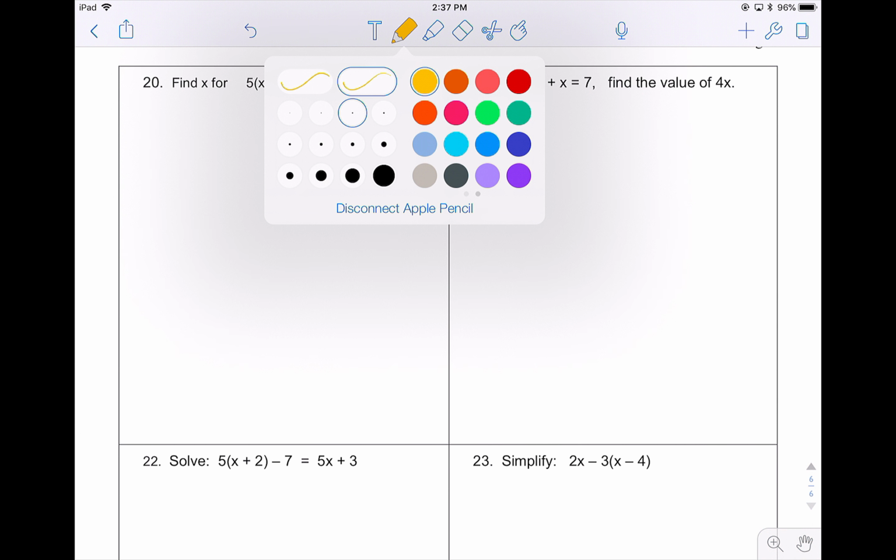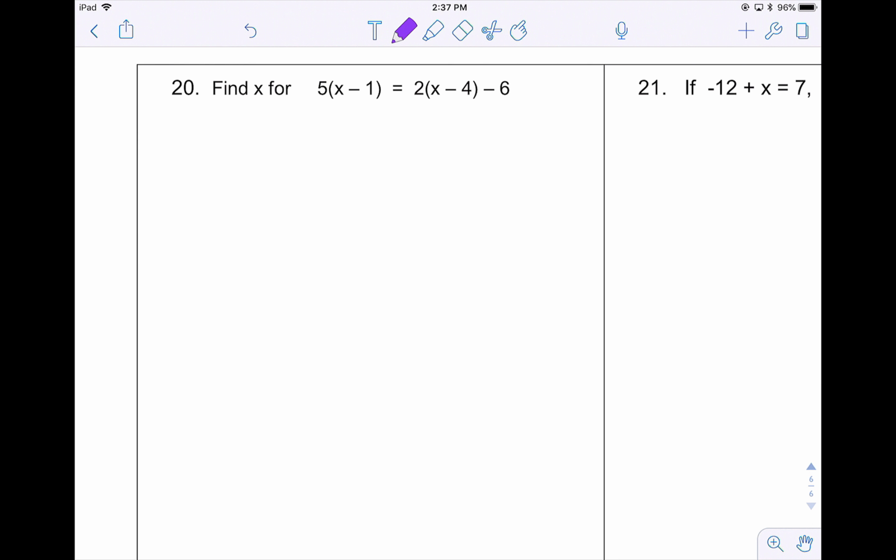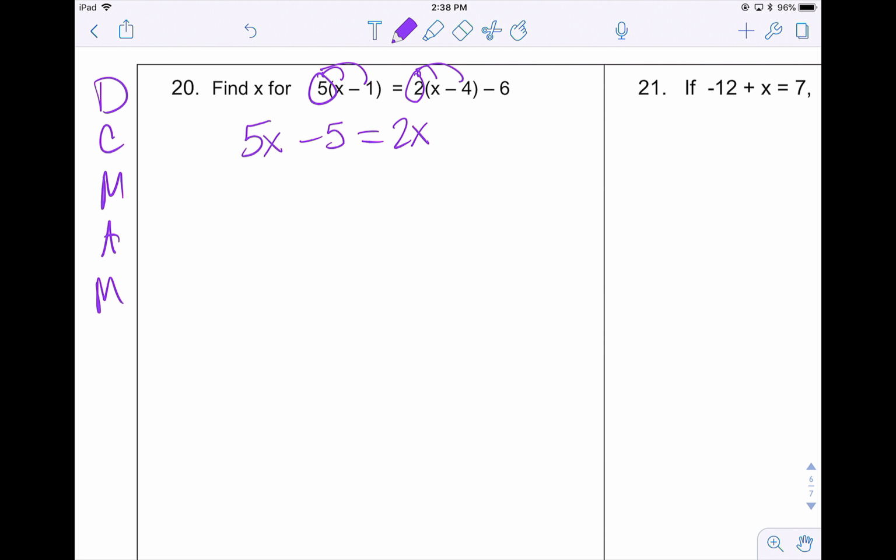On the last page, we're just being asked to review some stuff from Unit 1. So problem 20, we're going to use our Don't Call Me After Midnight to solve. I do have parentheses to distribute. I actually have 2 sets. So on the left side, 5 times x is 5x. 5 times negative 1 is negative 5. On the right side, 2 times x is 2x. 2 times negative 4 is negative 8. And bring down the negative 6.